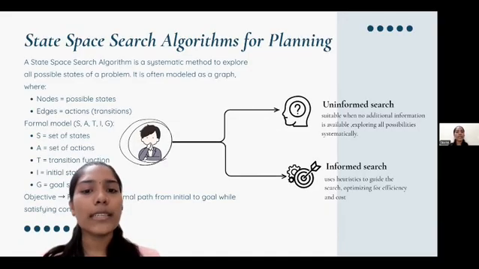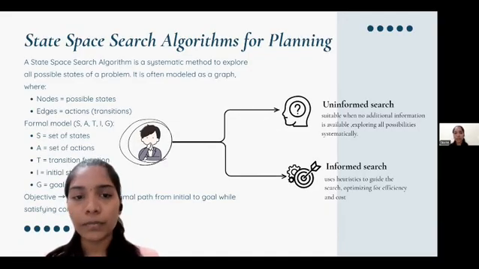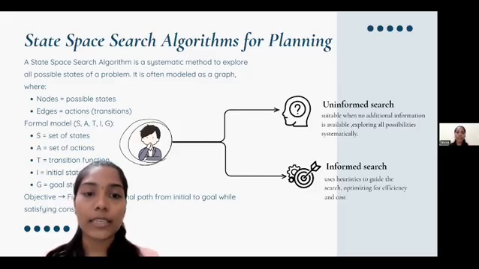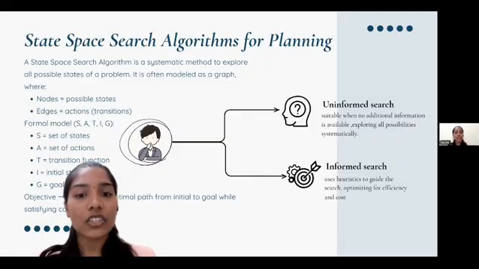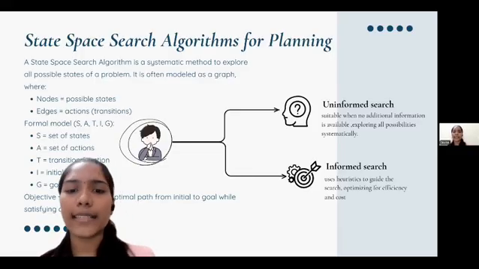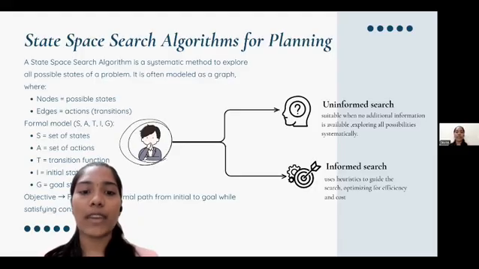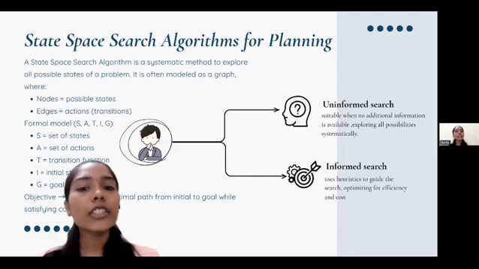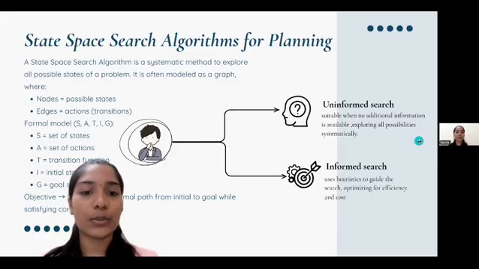So, first, what is a state space search algorithm? It is a method that finds a path from the starting point to the goal point. Each state represents some situation, and each action moves us from one state to another. For example, in a puzzle game, every move you make creates a new state. The computer keeps checking all these possible states to find the best solution. In short, the algorithm explores all possible options to reach the goal in the best way.